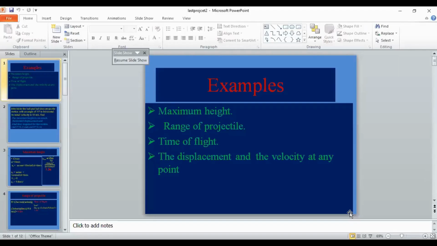Here are examples. We are going to calculate the maximum height, the range of the projectile, the time of flight, the displacement, and the velocity at any point.